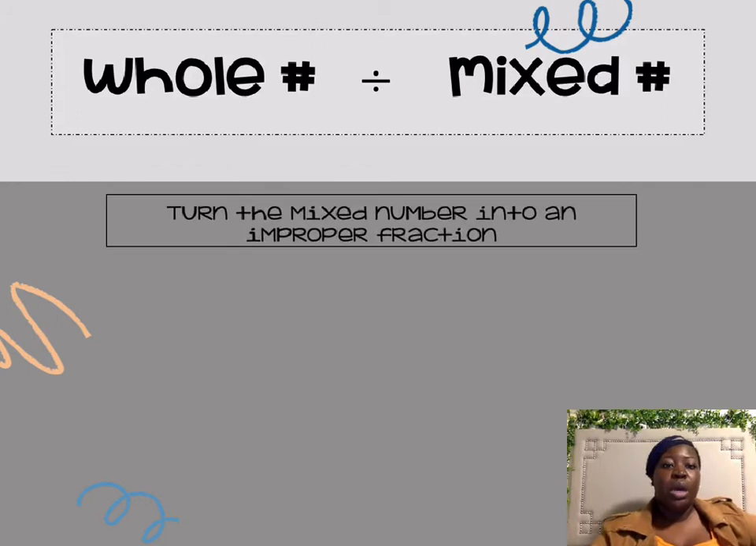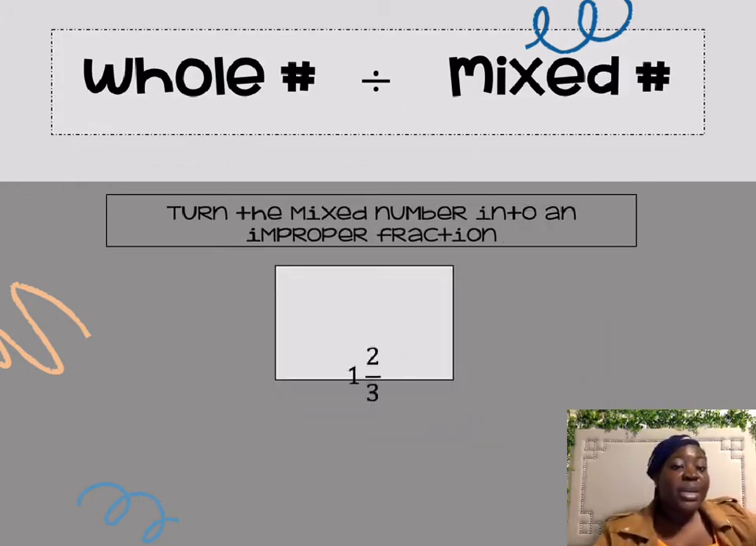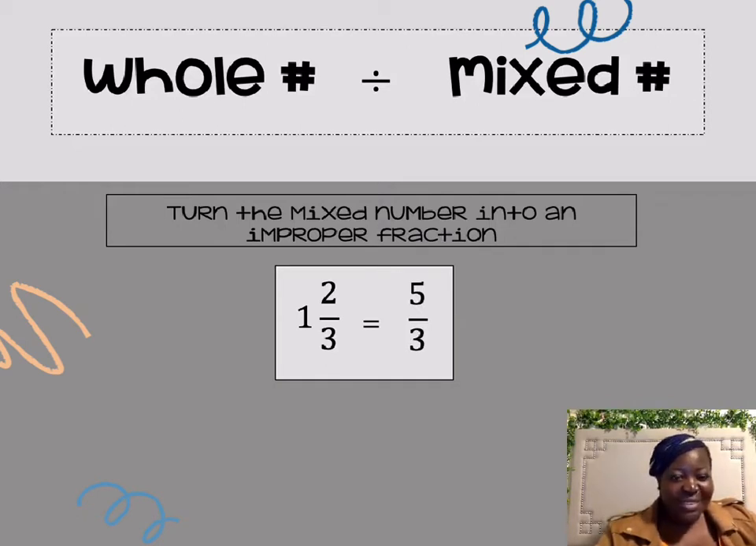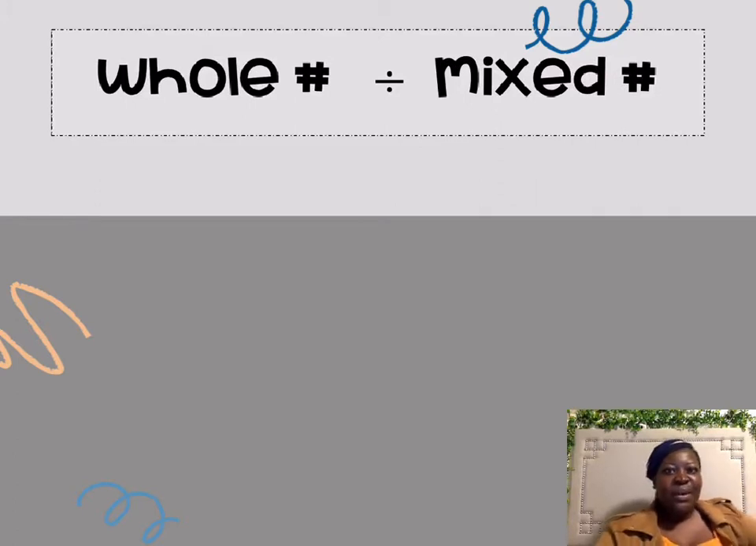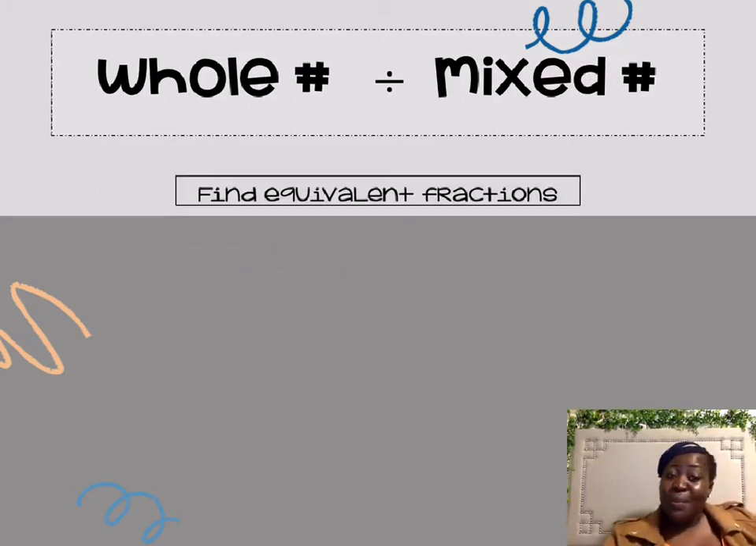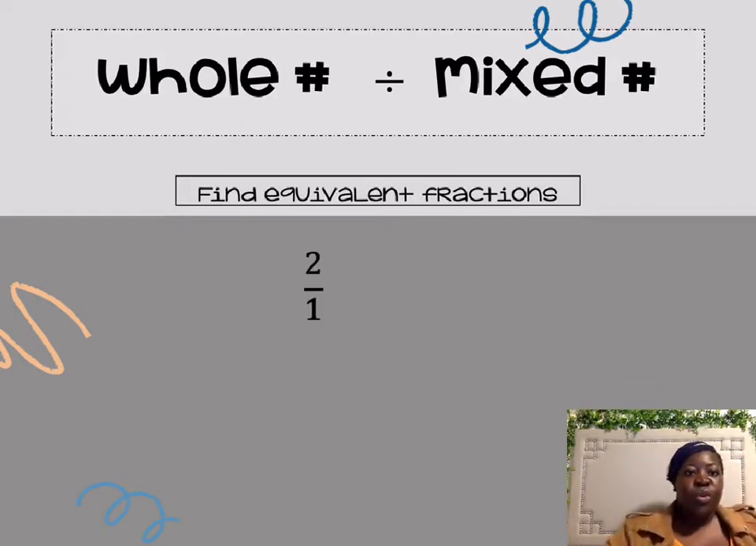After you are done turning your whole number into a fraction, now you need to look at your mixed number. And we already talked about how we can change it from a mixed number to an improper fraction. We know that 1 and 2/3 is the same thing as 5/3. We already did all that work, so it's okay. Notice now you have two different fractions. You have 2/1 as well as you have 5/3.